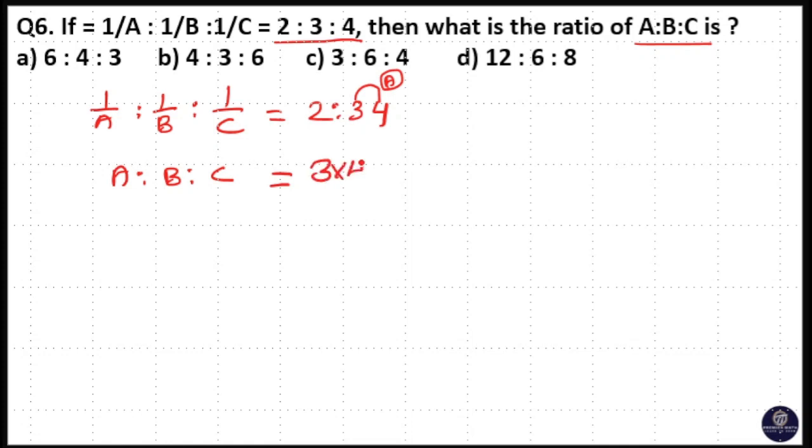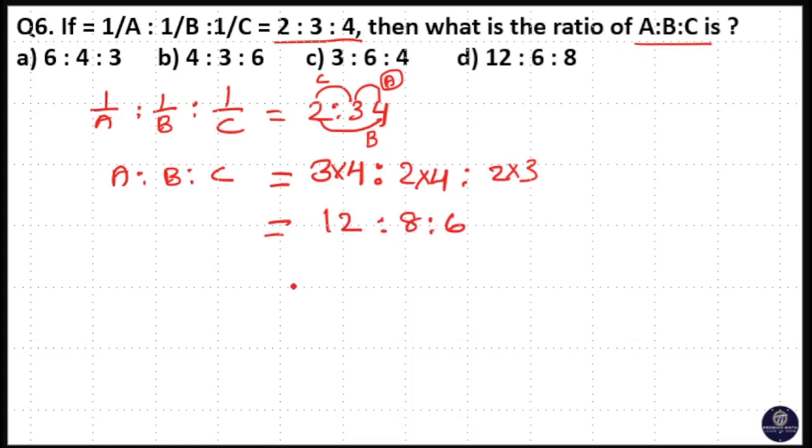That is, 3 into 4 is A. Then B is 2 into 4. That is 8. Then C is 2 into 3. That is 6. That is ABC is 12 is to 8 is to 6. When you simplify it with 2, you will get 2 into 6, 12, 2 into 4, 8, 2 into 3, 6. So ABC ratio is 6 is to 4 is to 3. Option A is your answer.